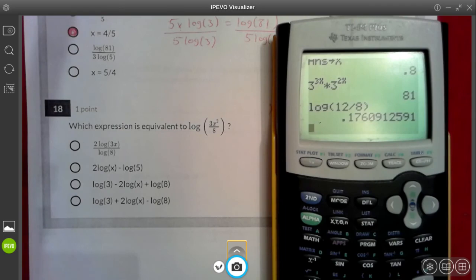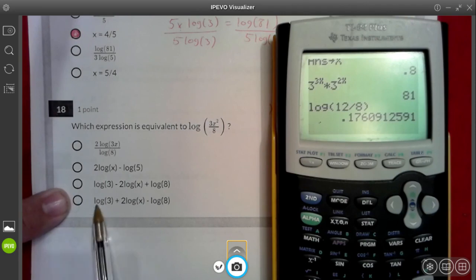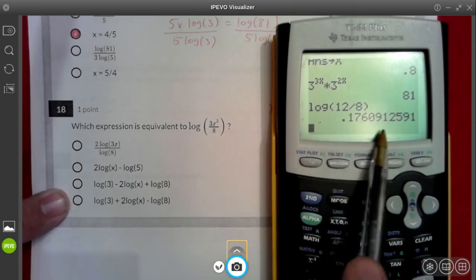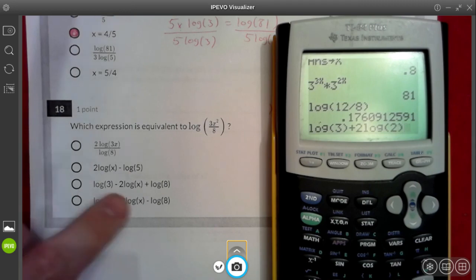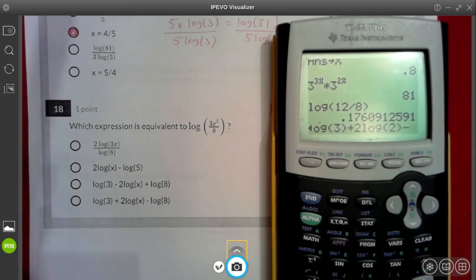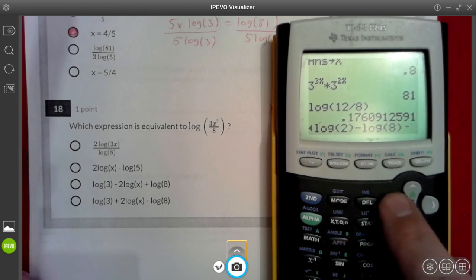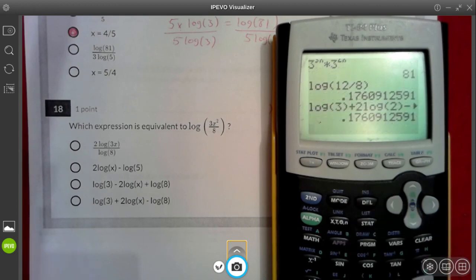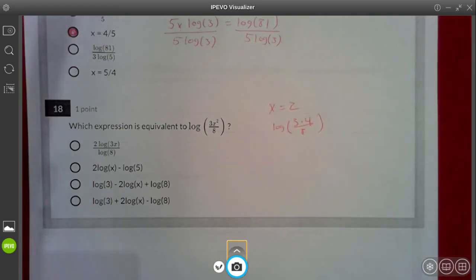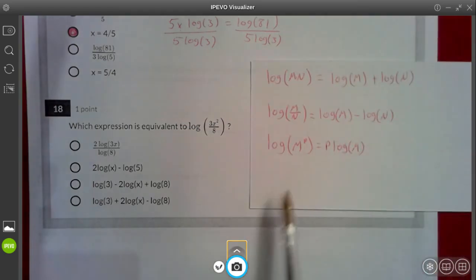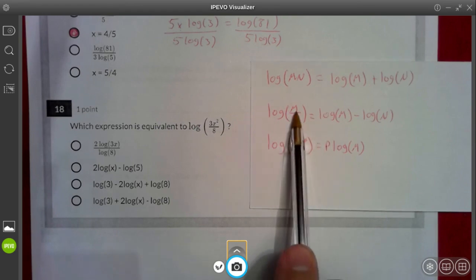Now, the correct answer on this one is D. And if you type in this expression, it's going to give you that same answer. Log 3 plus 2 log x, so 2 log 2 because we're plugging in 2 for the x, minus log 8. Same answer. Okay, so the right way, the way you're supposed to do it, is by implementing this rule first.